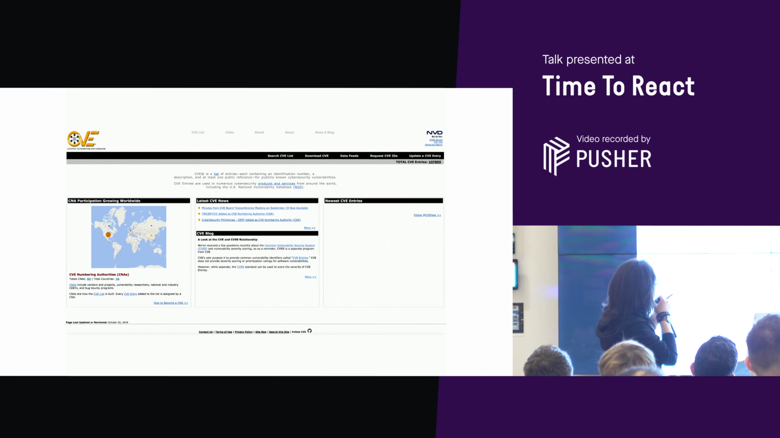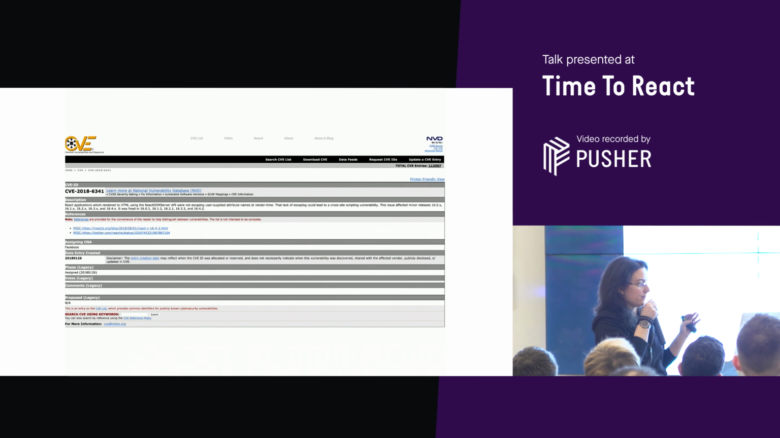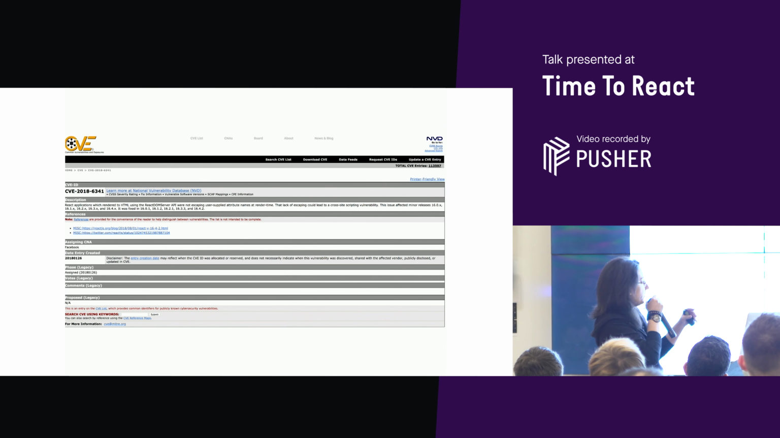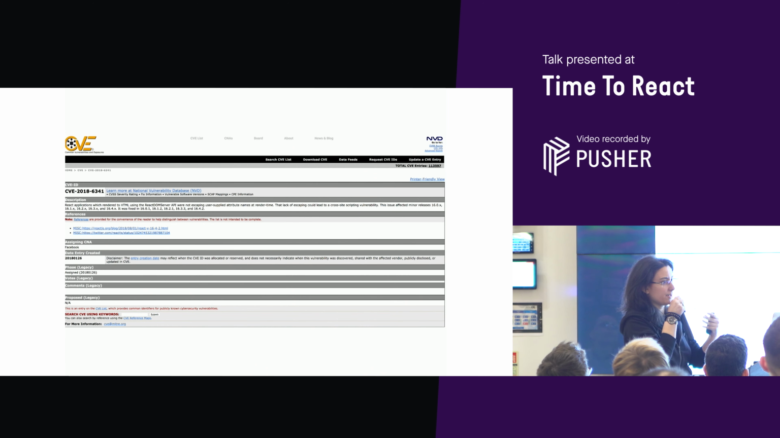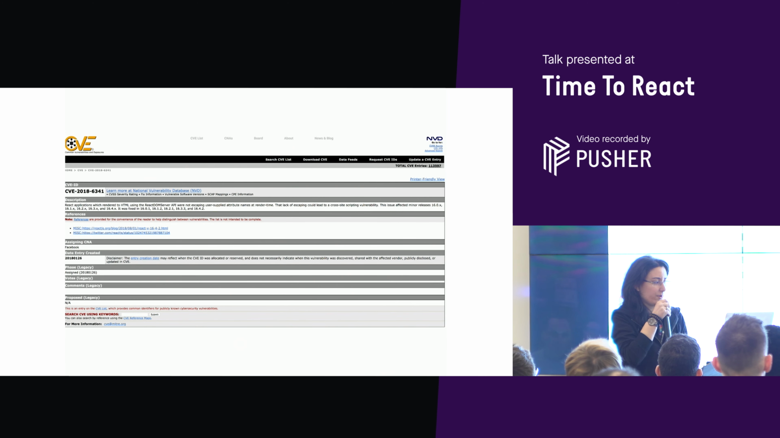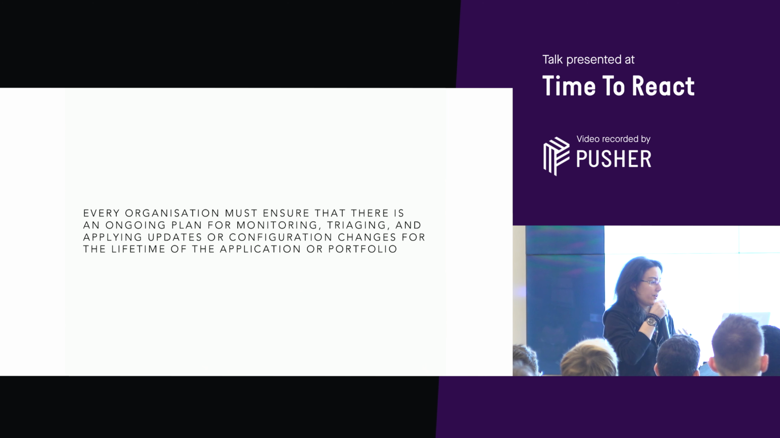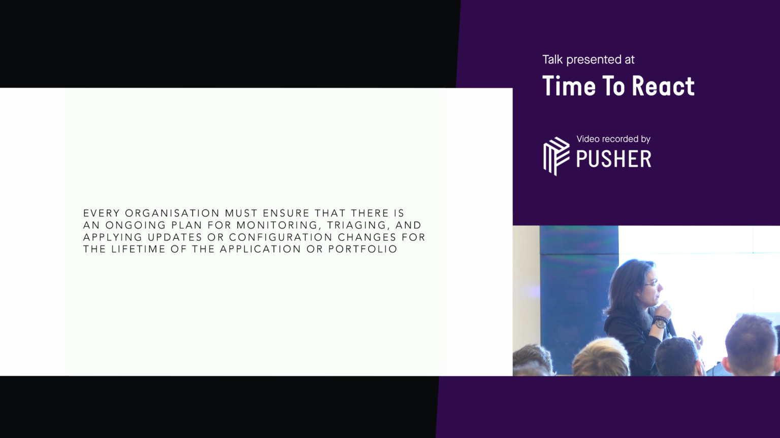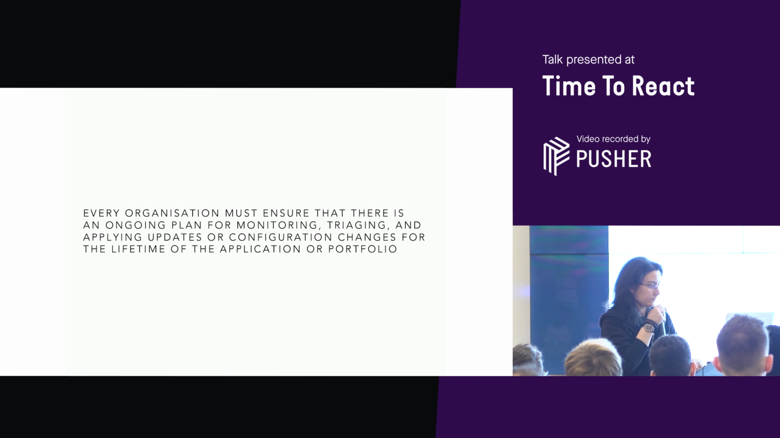Just to show you, this is the CVE, which stands for Common Vulnerabilities and Exposures website, and it lists all the vulnerabilities around a package or a component. This is a screenshot for React. For example, they had a vulnerability last year that has been fixed, and it shows how the React community is quite proactive in trying to fix security issues. So every organization must ensure that there is an ongoing plan for monitoring, triaging, and applying updates or configuration changes for the lifetime of the app or your portfolio.